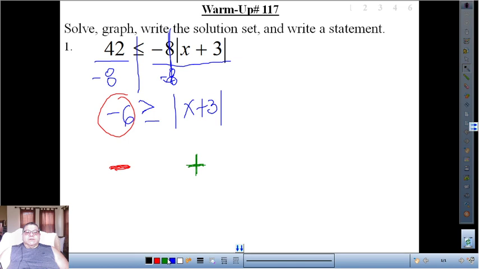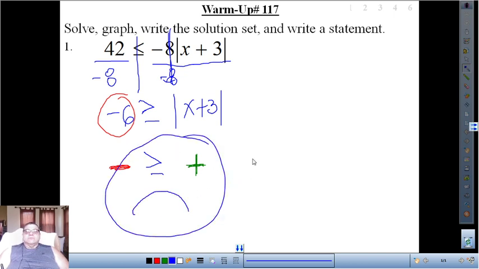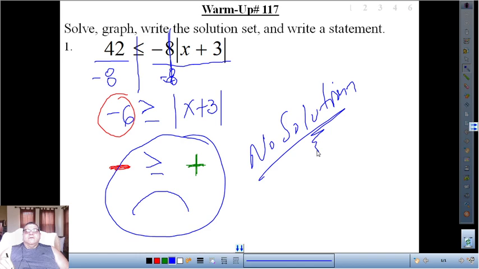And let's look at the inequality symbol. The inequality symbol reads greater than or equal to. And question, are negatives greater than or equal to positive numbers? No, that's why that is not true. So no solution. Hopefully you remember that.